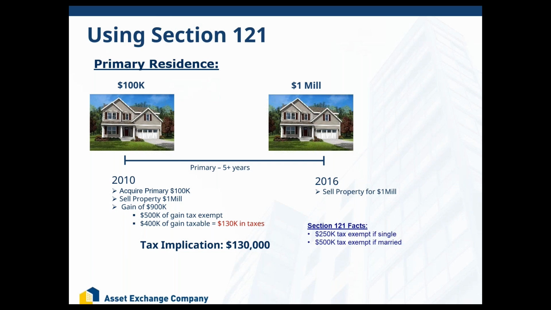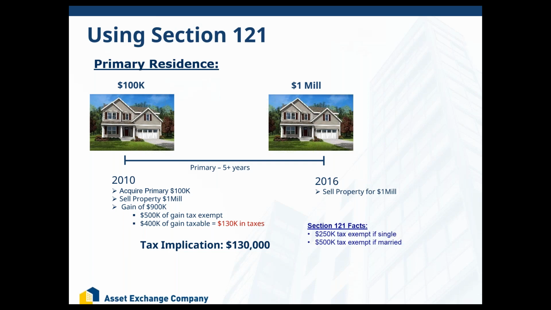Maybe this is property in New York or California. But for our example, we're just going to keep the numbers really simple. We're selling it for $1 million, and we bought it for $100,000. So our gain's $900,000. Now I know that's not how you calculate it. You have to figure out adjusted basis and everything we talked about in the prior slide. But for our example, let's just keep it simple. So we have a $900,000 gain.